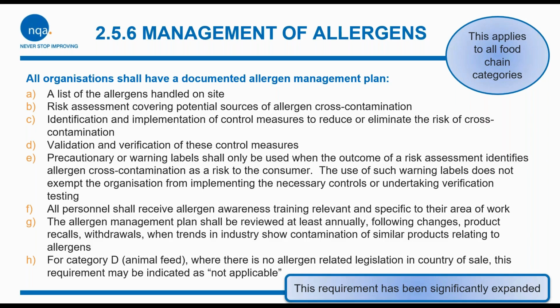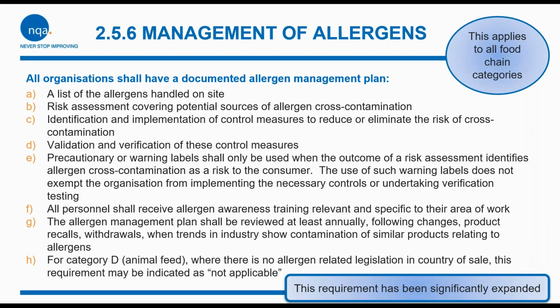So, requirement 256, management of allergens. This has been expanded significantly from the previous version of the FSSC standard, and it applies to all food chain categories. So all organisations shall have a documented allergen management plan, and that should include a list of the allergens handled on site, a risk assessment covering potential sources of allergen cross-contamination, identification and implementation of control measures to reduce or eliminate the risk of cross-contamination, and validation and verification of these control measures.